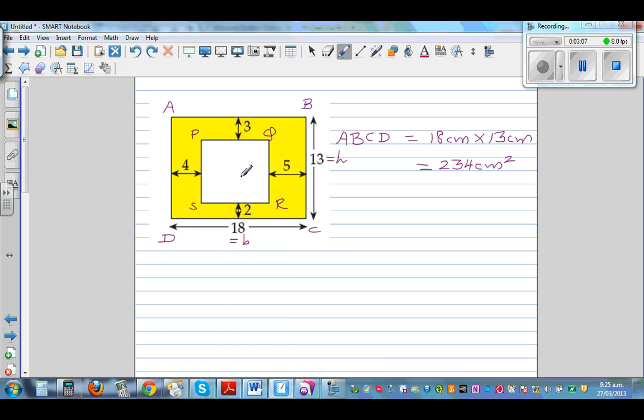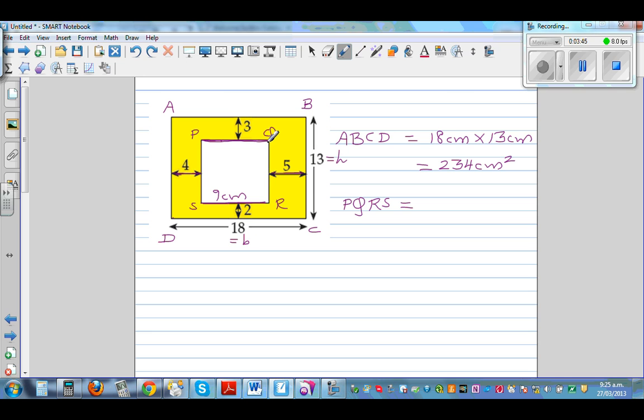Okay, and now how do you find the area of the inside, that is PQRS? Imagine this is a piece of wood where you've got a hole inside the middle. So what's this length? What's the base? Well, we know from A to B is 18, and we know this length is 4 and this length is 5. So can we use these three pieces of information to write what's this length? Well, that is 18 minus 9, because 4 plus 5 is 9, so this is 9 centimeters.